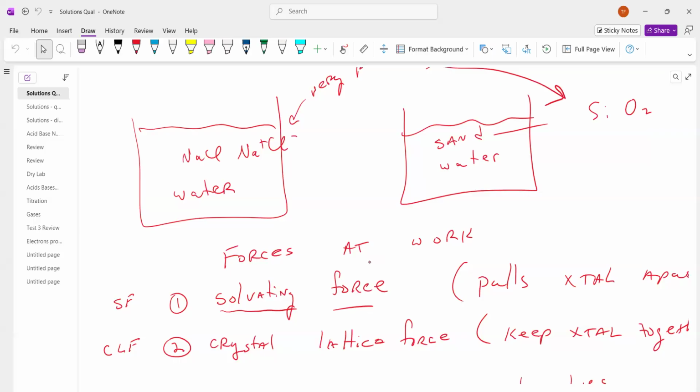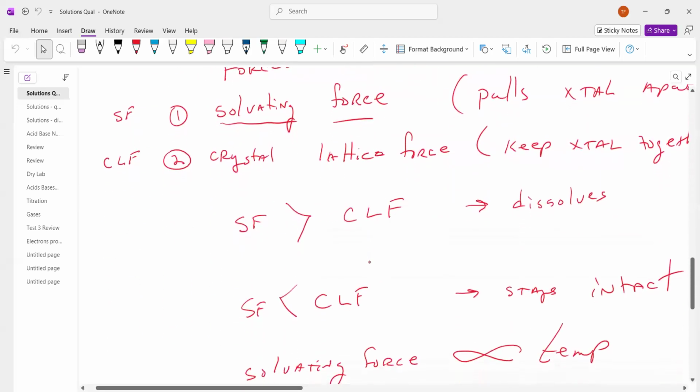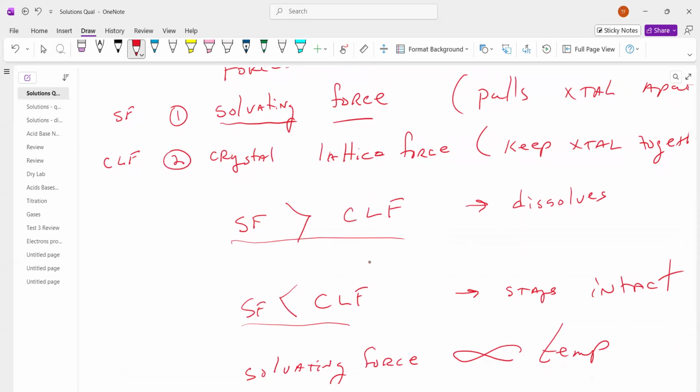So there are two forces working when we have a solution. We have a solvating force, which is the force of the solvent pulling the crystal apart. Then we have a crystal lattice force that keeps the crystal together. And it's a balancing act, which is stronger. If the crystal lattice force is stronger, like here, it stays together. If the solvating force is stronger, it dissolves.